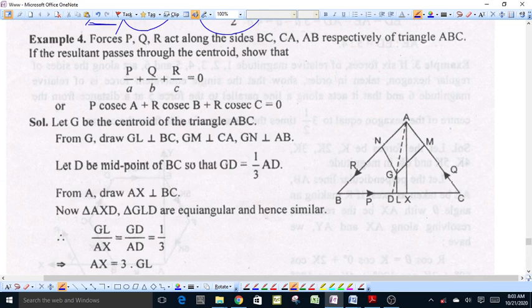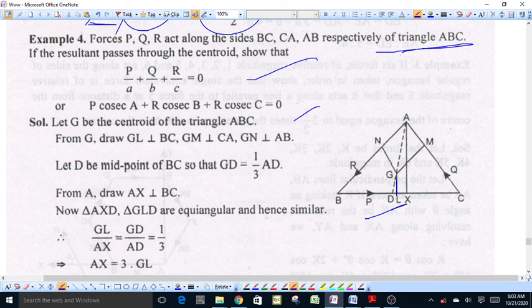Now suppose that forces P, Q, R act along the sides BC, CA and AB respectively of a triangle ABC. If the resultant passes through the centroid, then show that P upon A plus Q upon B plus R upon C is equal to 0. Let G be the center of the triangle ABC. From G we draw GL perpendicular to BC, and GM perpendicular to AC and GN perpendicular to AB.